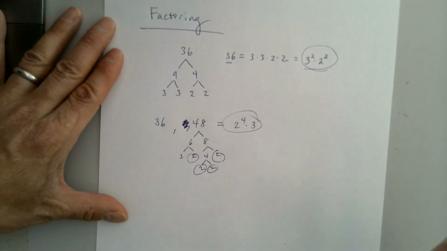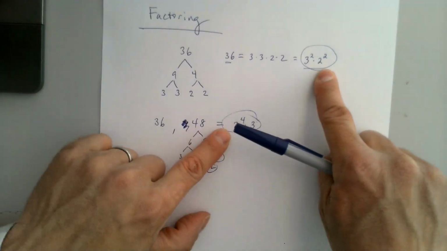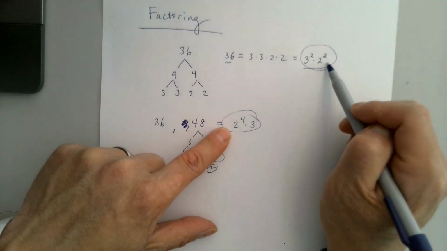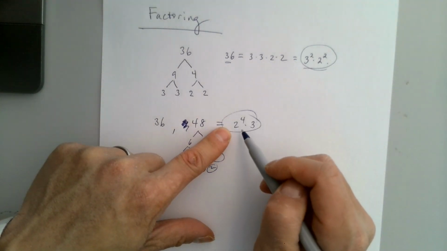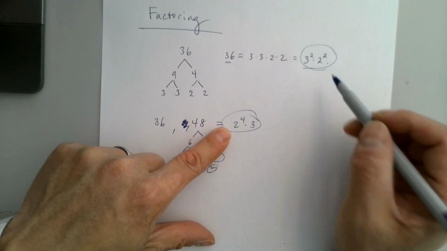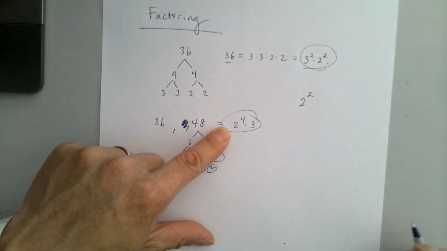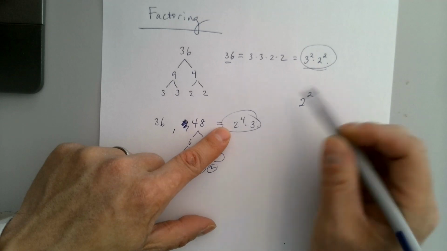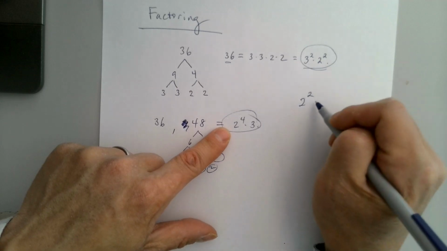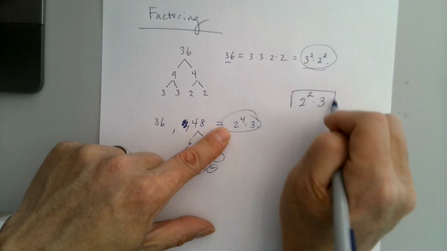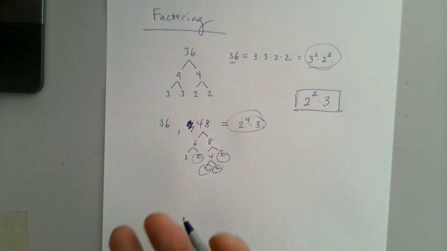What do they have in common? Well, they both have some 2's. Well, how many 2's do they have in common? 2 2's over here, and we have 4 2's over here. So at most, they have 2 squared in common. Now let's look at their 3's. 1 3 here, 2 3's over here. So at most, they have a single 3 in common. So this is the DNA that they share.